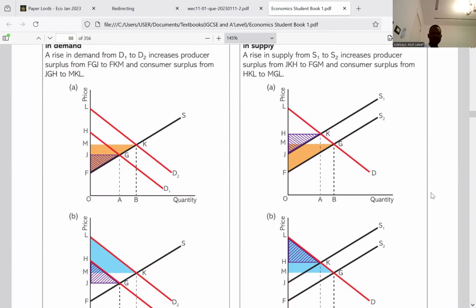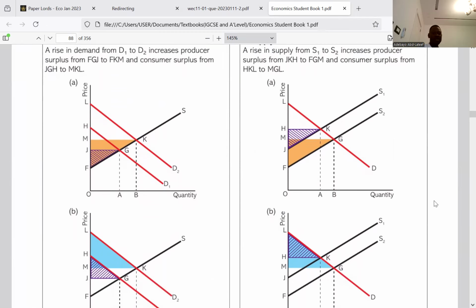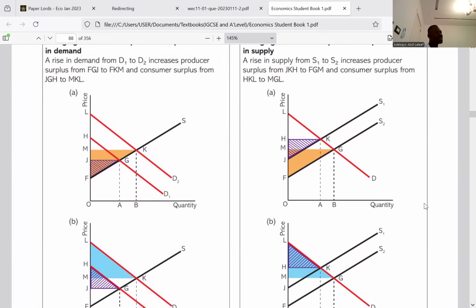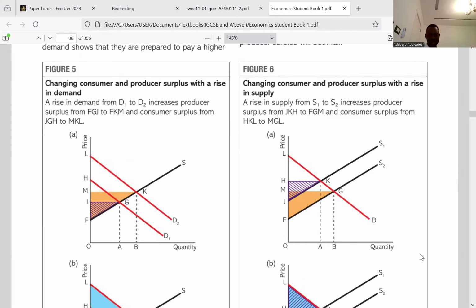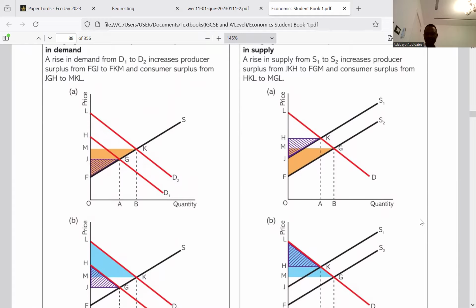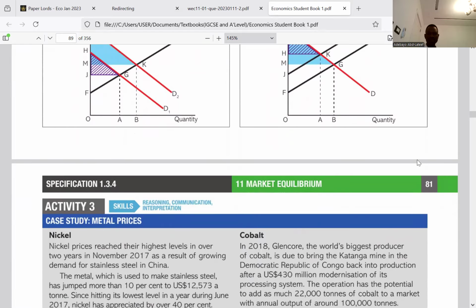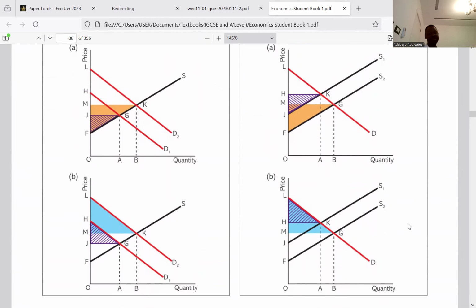So here, changes in consumer and producer surplus with a rise in demand. The point about this is that as soon as demand increases for a product, both consumer surplus and producer surplus will increase. Do you get that? Change in consumer and producer surplus with a rise in supply. A rise in supply would also bring about an increase in both producer surplus and consumer surplus. Do you get it?